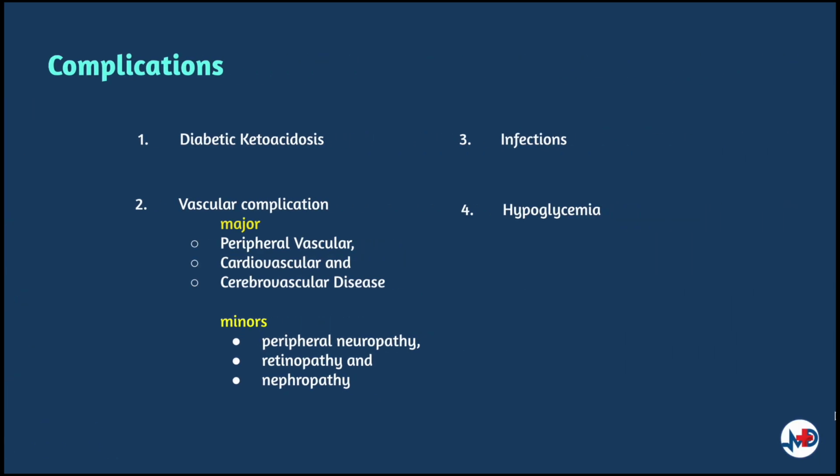As mentioned earlier, the complications include diabetic ketoacidosis. We have vascular complications, which can be major, such as peripheral vascular disease, cardiovascular disease, and cerebrovascular disease, as well as minor, such as peripheral neuropathy, retinopathy, and nephropathy. Other than that, infections can be also the complications of poorly controlled diabetes and hypoglycemia.